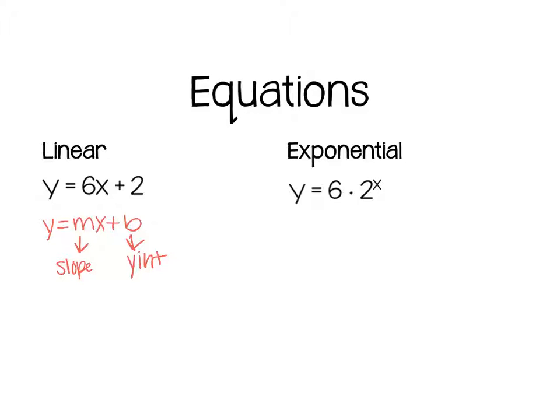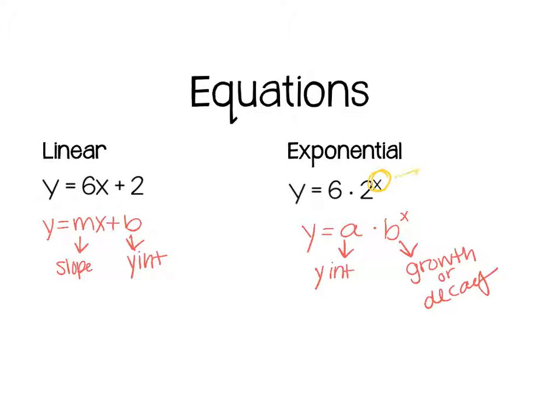For an exponential function, they're written in the form y equals a times b to the x, where a is the y-intercept and b is the rate of growth or decay. And we'll get into that more a little bit later. But basically, when you're looking at an exponential function, you're looking for this x to be the exponent.